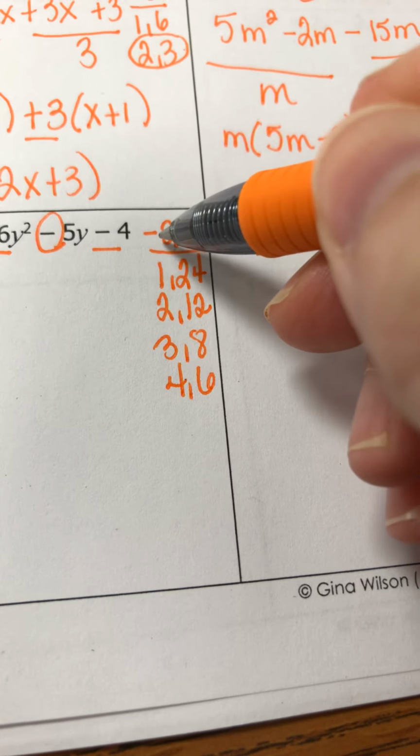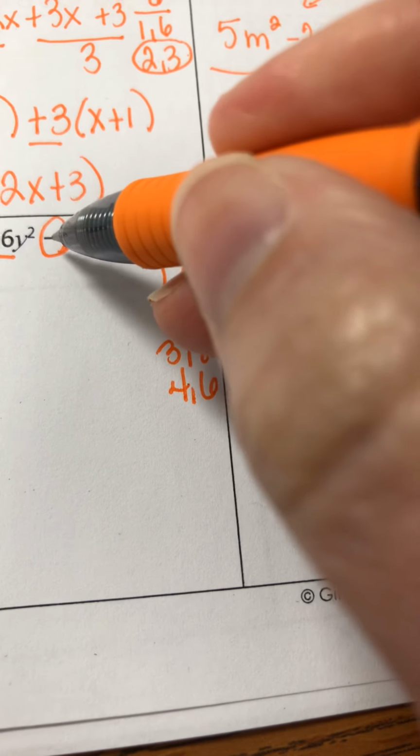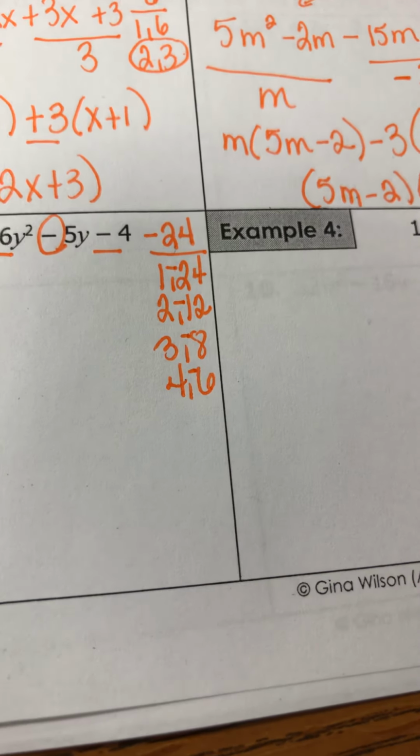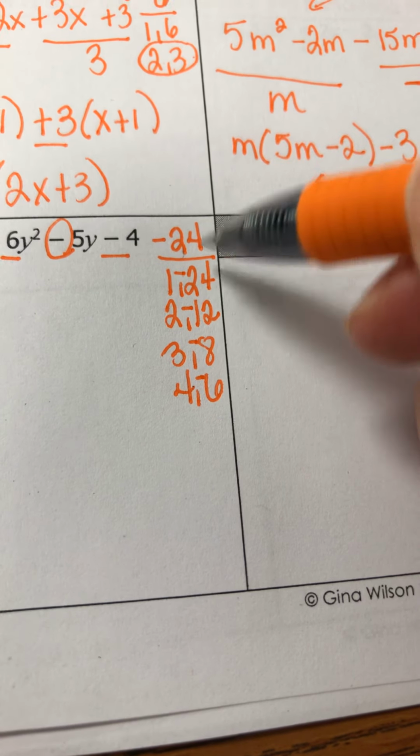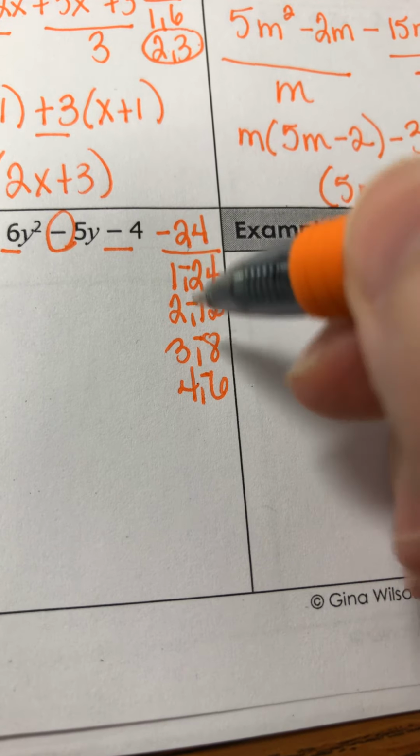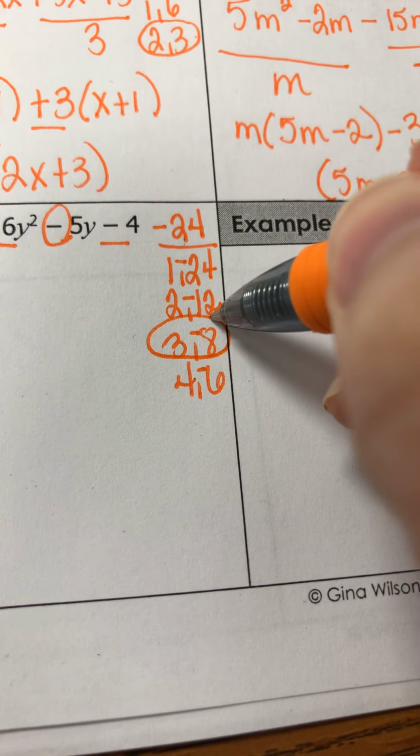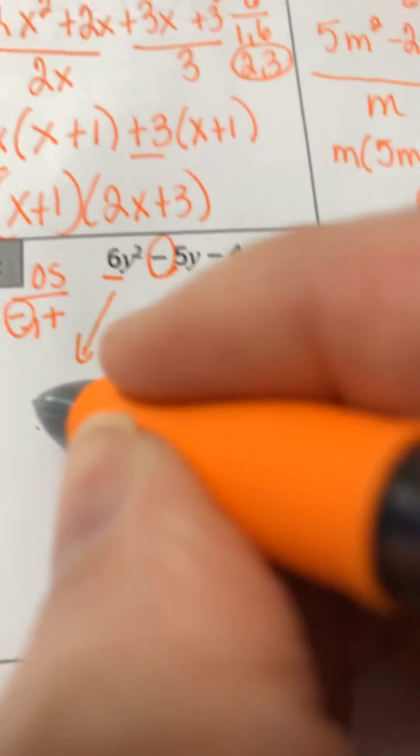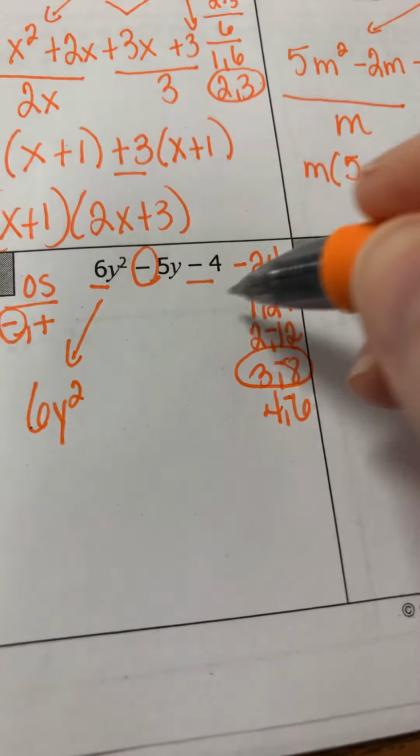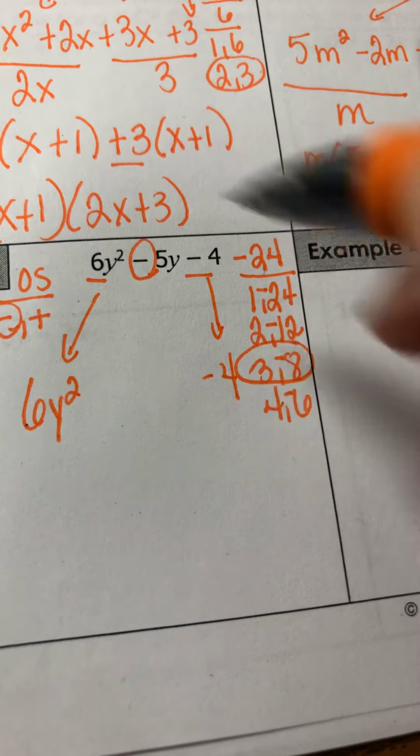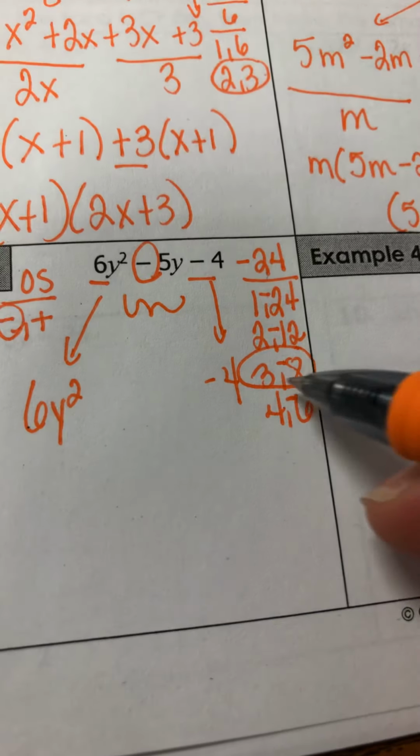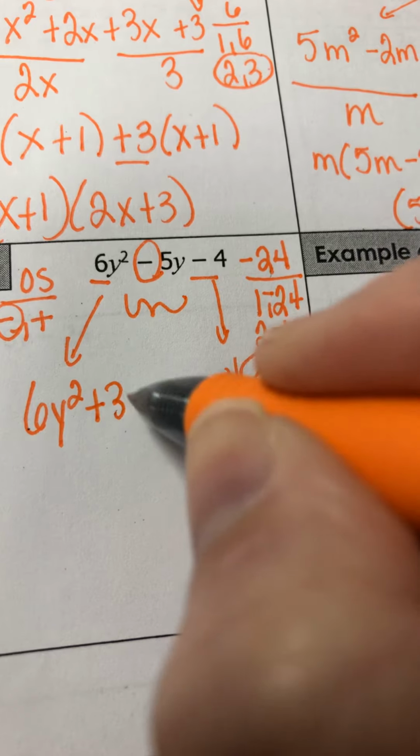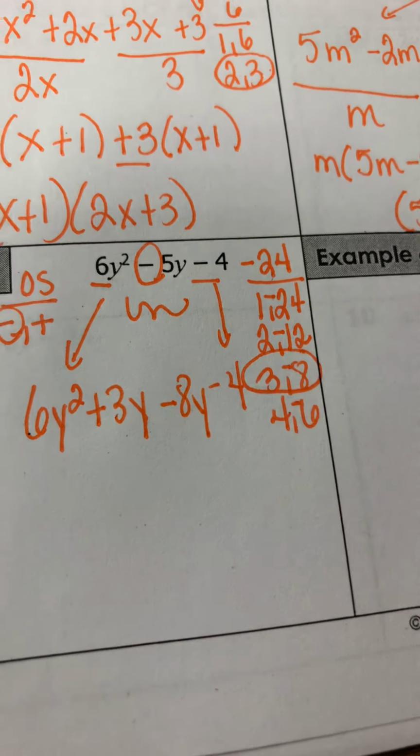Now, again, I need opposite signs because it's negative. My biggest factor needs to be negative. So let's go through and write all this down. Okay, opposite signs, all of these multiply to negative 24, but only 3 and negative 8 will add to give me negative 5. So let's take the 6y squared and bring it down, and take the negative 4 and bring it down. But this negative 5y in the middle, we're going to replace it with 3 and negative 8. So positive 3y and negative 8y.